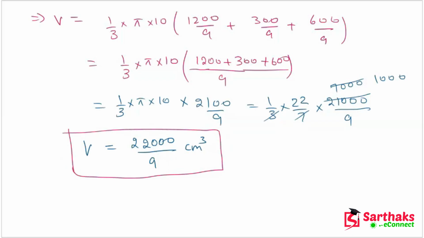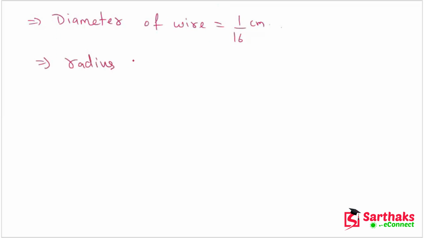Now my dear friends, let's come to the wire. We have the diameter of the wire as 1 upon 16 centimeter. So now radius of the wire is 1 upon 16 into half. So this will become 1 upon 32 centimeter.